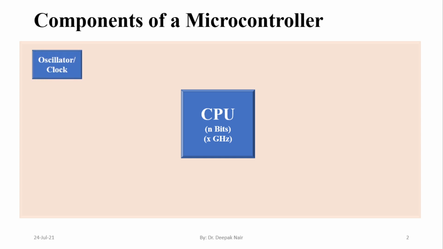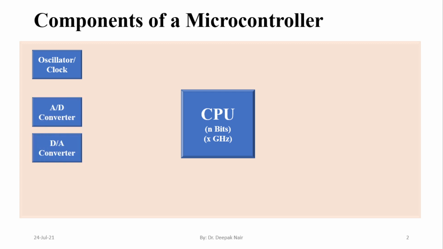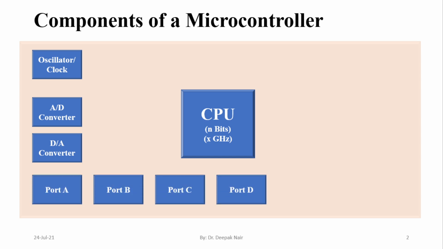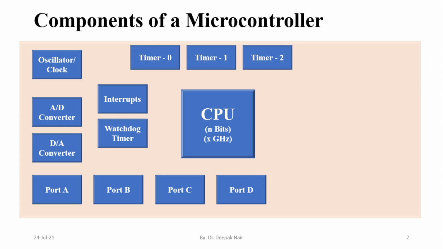Along with that, we will have a separate unit for clocks, or we can call it oscillators, and separate peripherals like analog to digital converters, digital to analog converters, and ports to communicate with the external world like sensors, motors, LEDs and all. Definitely a microcontroller or any processing unit will have its own interrupts, watchdog timers, and a separate unit for timers to control the speed, control some events, or generate an event at a particular time.